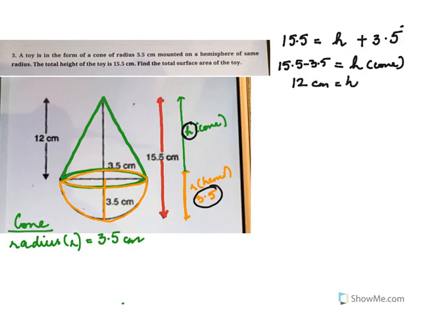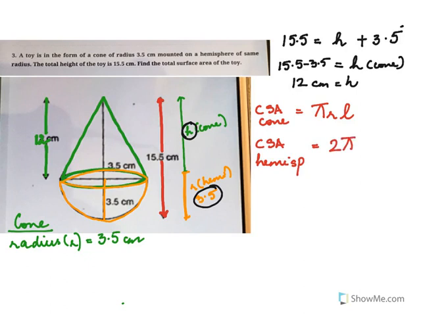So this height of the cone is 12 centimeters, we can mark it here. Now we need to find the TSA of this surface. Let's recollect some of the formulas. We know that the CSA of cone is pi RL and the CSA of hemisphere is 2 pi r square.